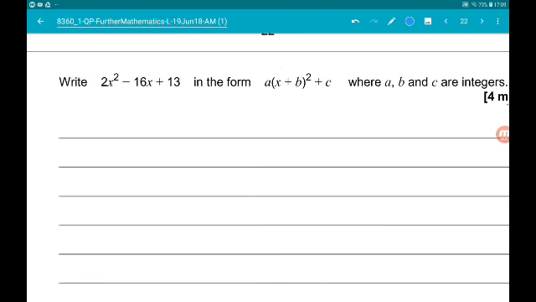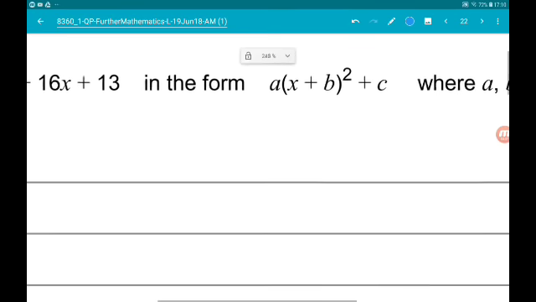Okay, question 19 wants us to write 2x squared minus 16x add 13 in the form a times (x add b) squared add c, where a, b and c are integers, so whole numbers. So this is completing the square, and it's trickier completing the square because we have a coefficient on the x squared term. I've got loads of videos on this, they'll be in the description down below.